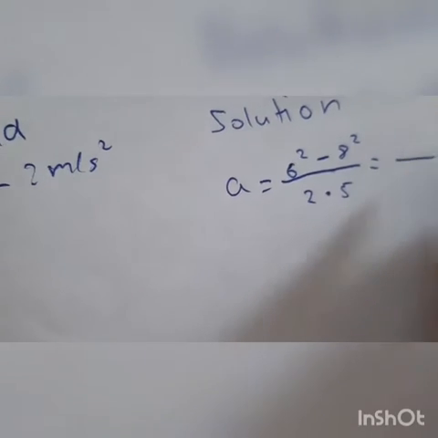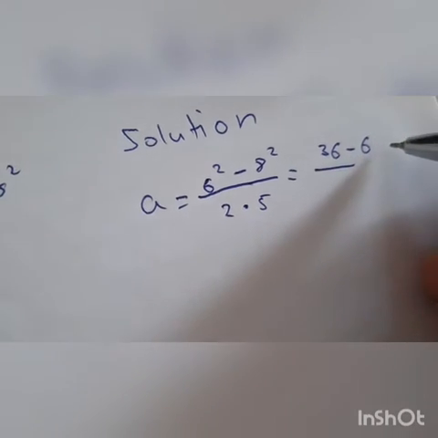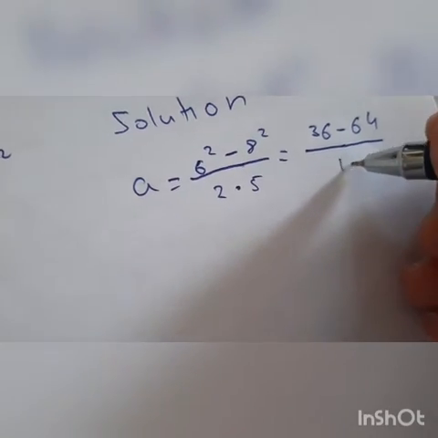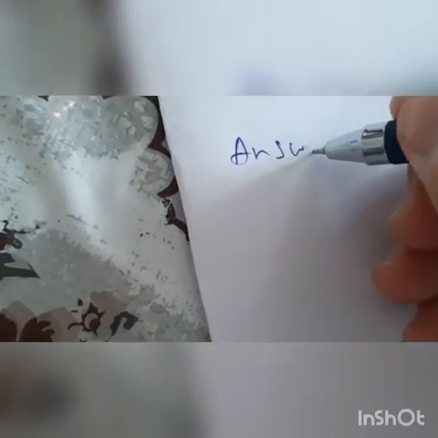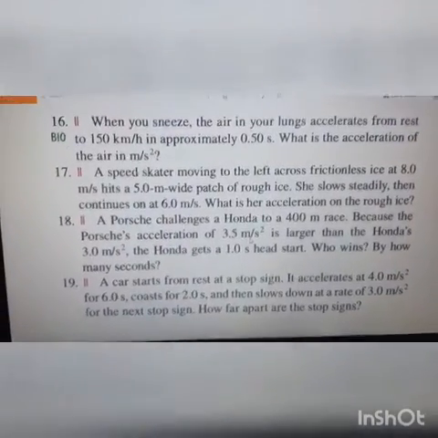And there we have 36 minus 64, and 10. And there is the answer: the acceleration we found is minus 2.8 meter per second squared. It's our answer. It's the second exercise, 17. Okay, and the third exercise is 18.